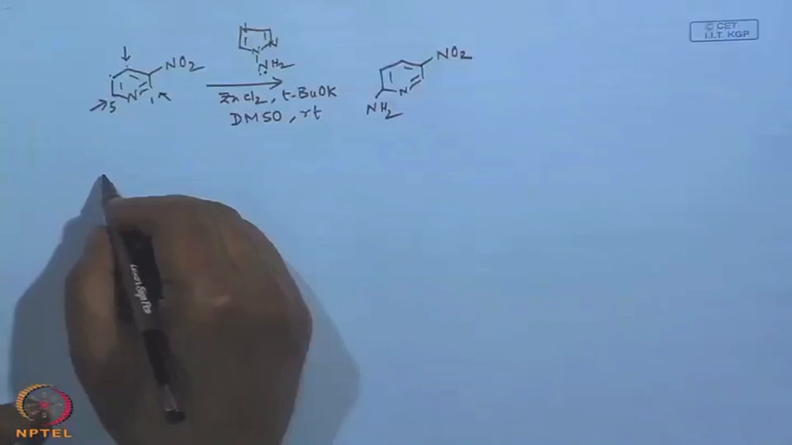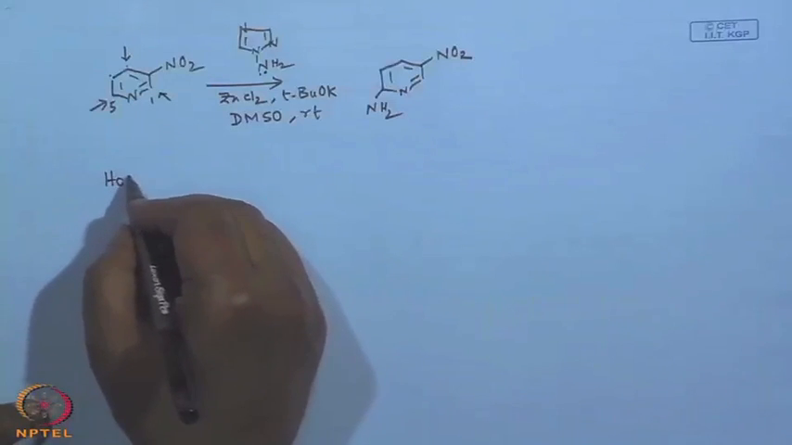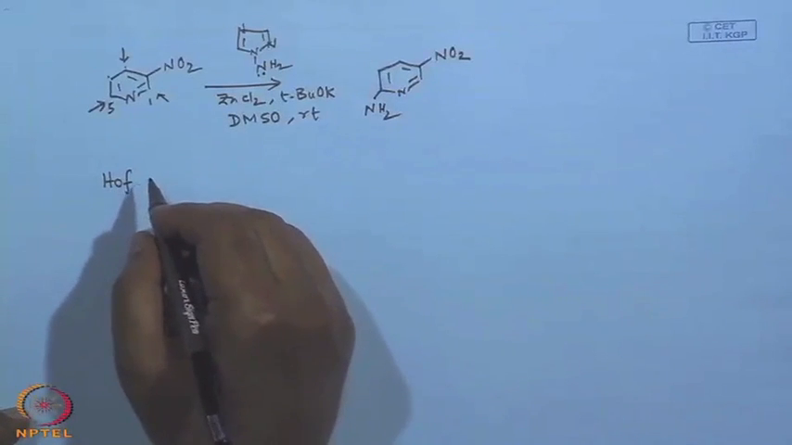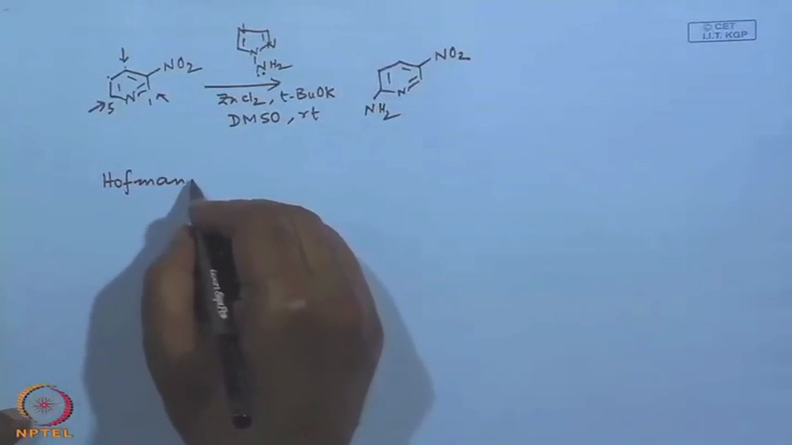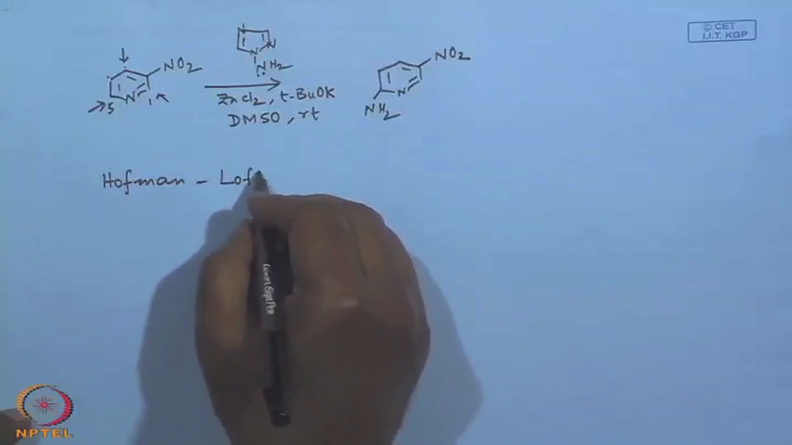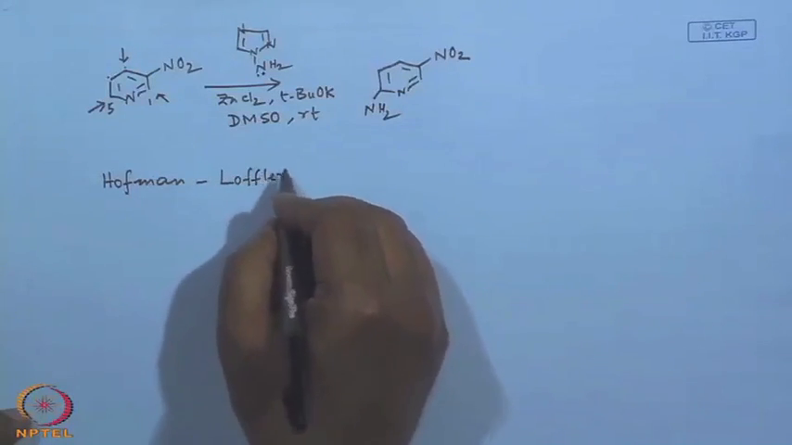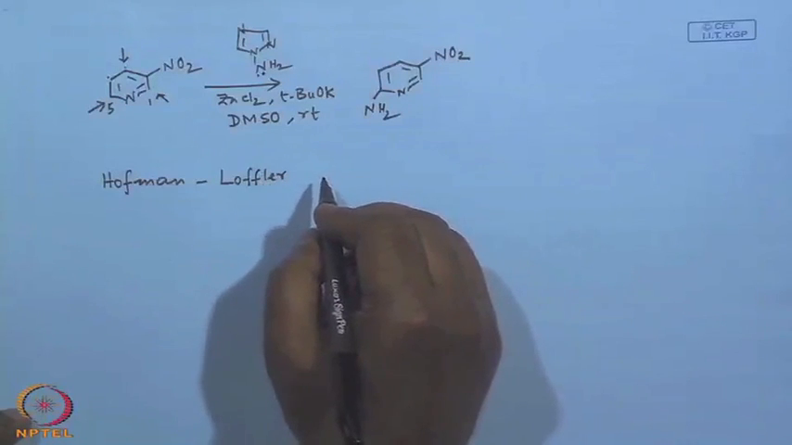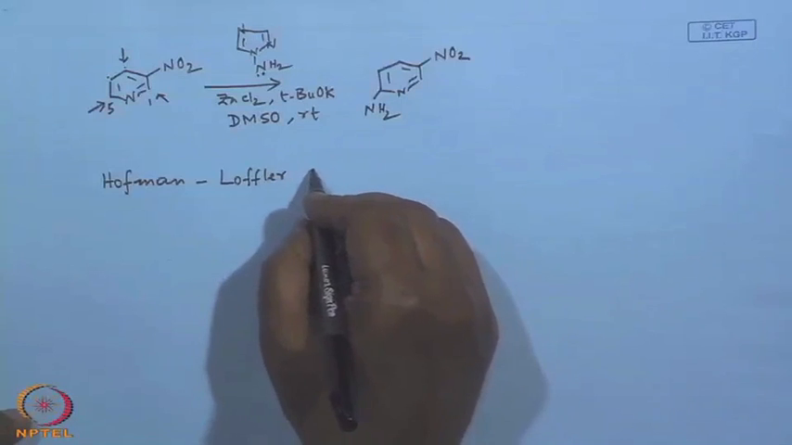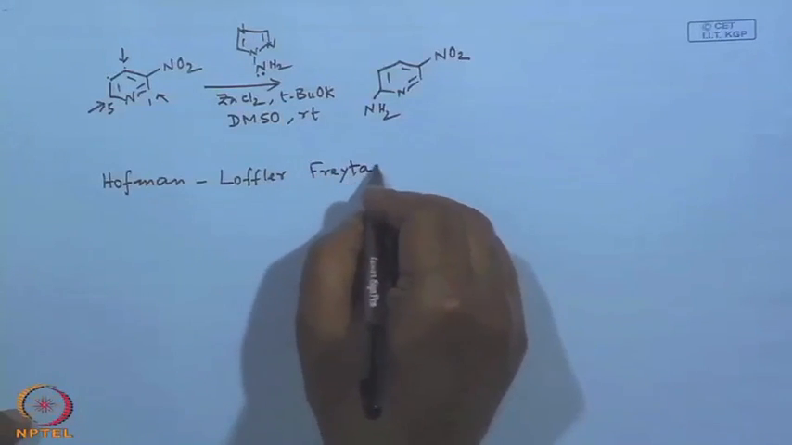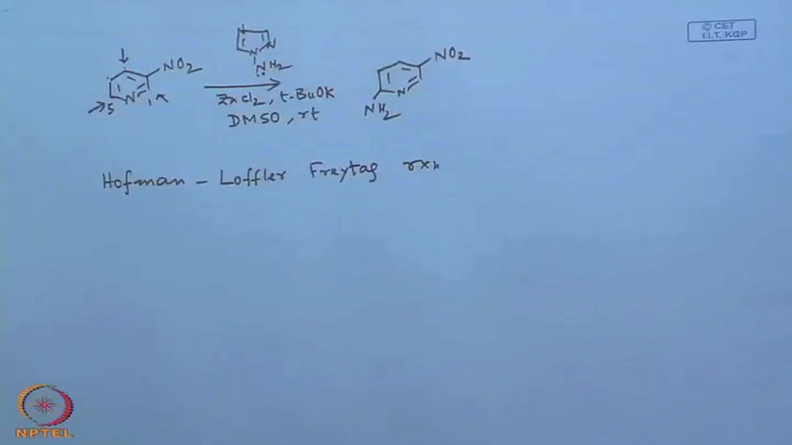So, I think we will have more examples next time. Let us look at one more. These are all special kinds of reactions which are attributed to the presence of nitrogen. This is another reaction, I think many of you know, the Hofmann-Loeffler-Freytag reaction. What is it? If you do not remember, basically what you have to remember is the nitrogen halogen center.